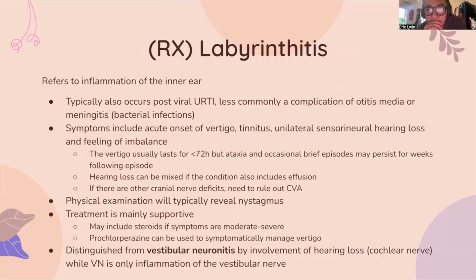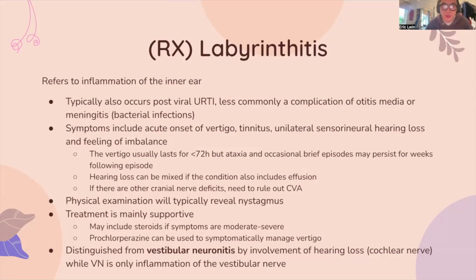So keep in mind that these are the same symptoms for Meniere's disease, although I think Meniere's disease can also be bilateral. The vertigo lasts for more than 72 hours, and the hearing loss can be mixed. It can be mixed sensory neural and conductive hearing loss. If there's any other cranial nerve deficits, you need to rule out a cerebrovascular accident. So you need to rule out stroke. So, yeah, the vertigo lasts for less than 72 hours, but may persist as brief episodes for weeks following the episode.